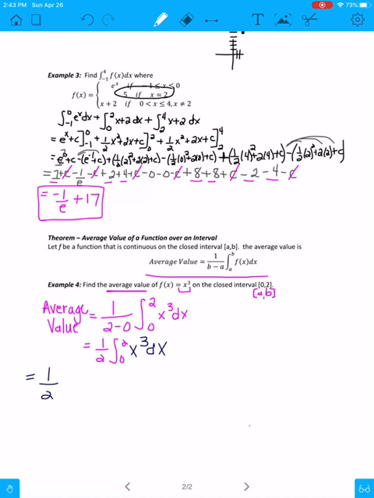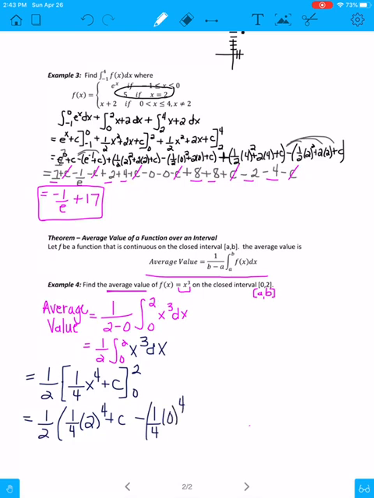Okay, so sorry. So we get 1/2 times 1/4 x to the 4 plus c. Now that's actually correct. So that's good. Whoopsies. So okay, now do that. So we get 1/2 times 1/4 2 to the 4 plus c minus 1/4 0 to the 4 plus c.